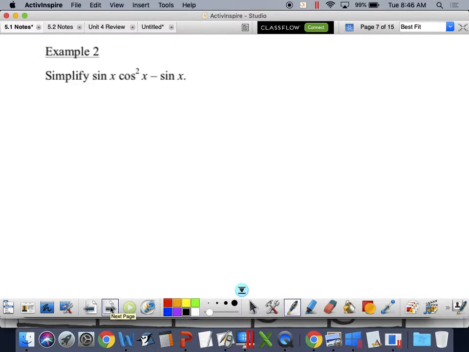All right, example 2. So we're going to simplify sine of x times cosine squared of x minus sine of x. As we go through these examples, like I said, you may not always know how to start these. I'm going to try to give you some tips and tricks. A good thing to always consider is, all right, I'm trying to simplify something. Is there a GCF?